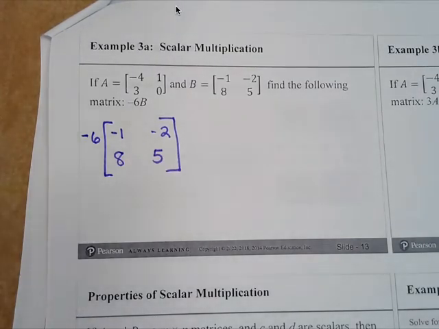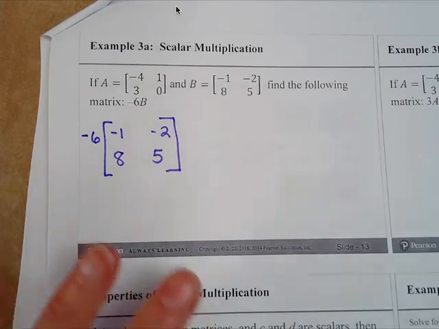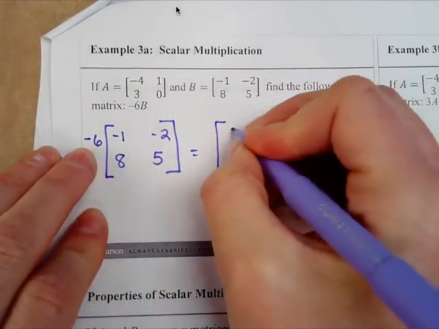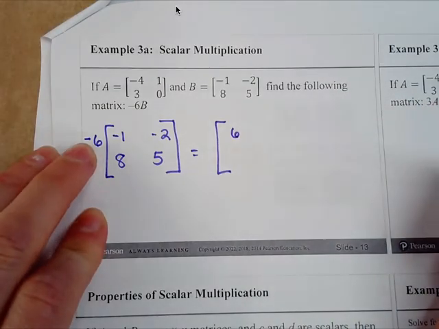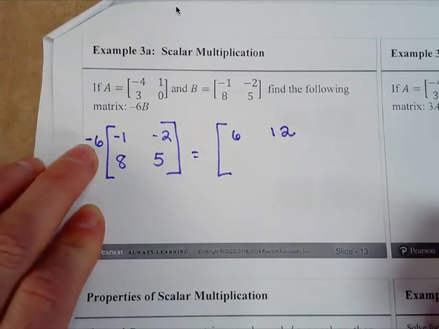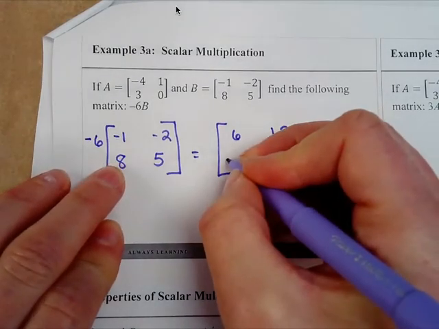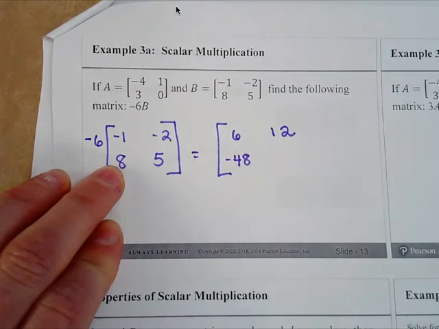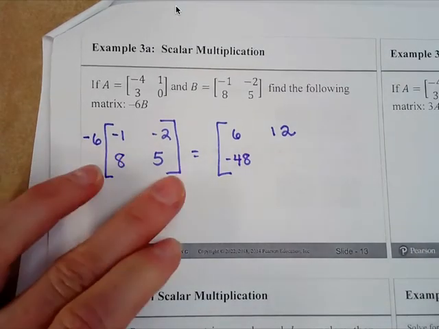Yeah, it's very similar to multiplying with distribution. So we'll multiply -6 times -1, +6. -6 times a -2, -6 times 8, -48. -6 times 5.